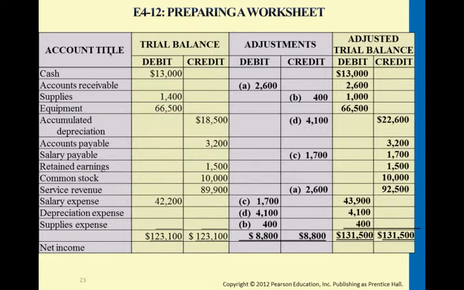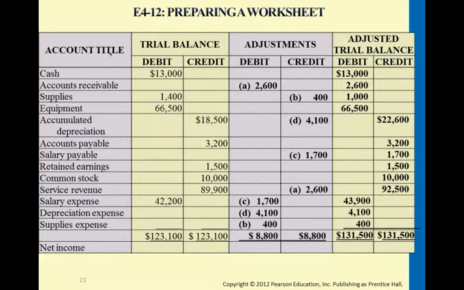Accumulated depreciation, we have $18,500, and now additional, $4,100. Okay, so you see the original balance of accumulated depreciation on the right side. Now we have an additional amount that we want to represent under this account to bring down the value of long-term asset, because we have been using long-term asset. Okay, accounts payable, same dollar amount. Salary payable, we have adjustments here. Originally was 0, so now we have $1,700 that we owe to employees.